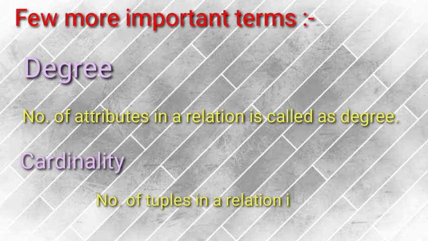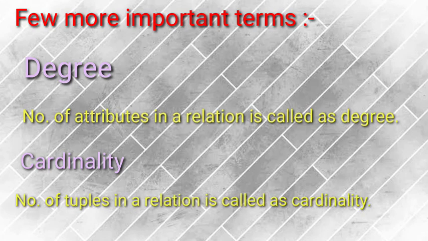In the same way we can determine the cardinality of a table. Cardinality is determined by counting the number of tuples in a relation, or the number of rows in a relation. For example, you have filled in the details of 5 students. It means the table has 5 rows, 5 tuples. So the cardinality will be 5 in that case.